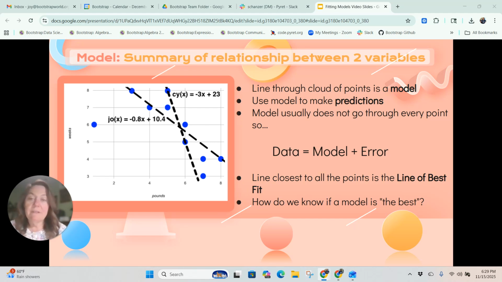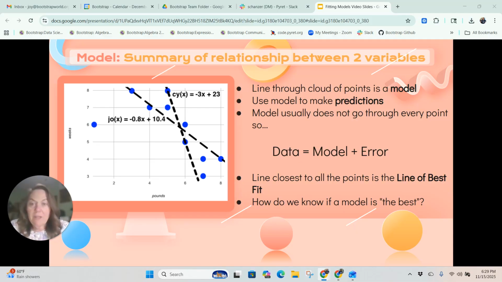Any line that goes through this cloud of points is going to be called a model. And we're going to use this model to help us make predictions. That's the whole reason we come up with a model. We want to say, well, if a lizard that's 2 pounds comes in, how long will it be in this shelter before it can get adopted on average? What does it look like?